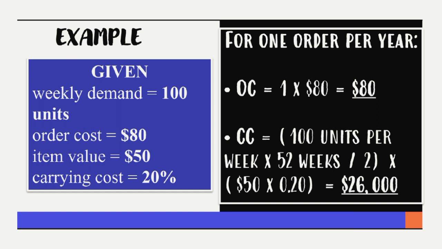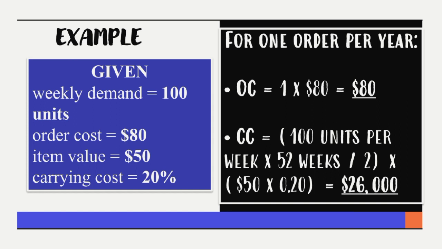Suppose weekly demand is 100 units, order cost per order is $80, the value of an item is $50, and carrying cost is 20% of the value of an item. If you place one order per year for the product, ordering cost is equal to number of orders per year times ordering cost per order. So that is OC is equal to 1 times $80 is equal to $80.